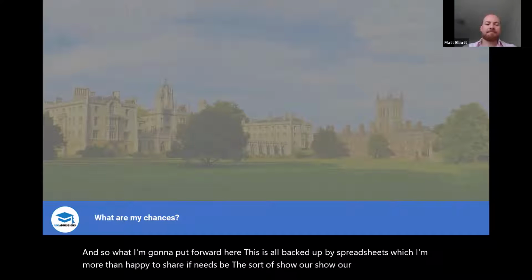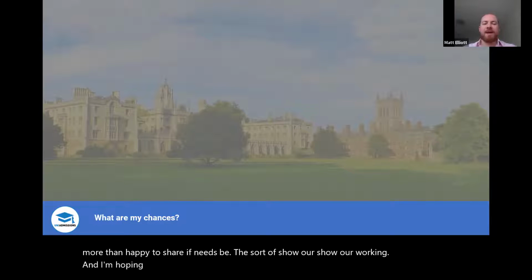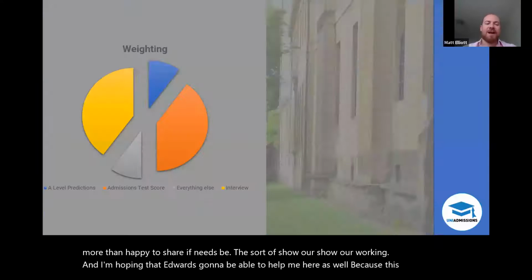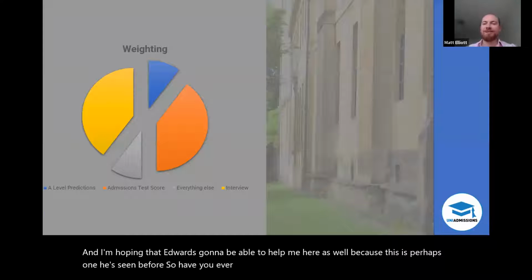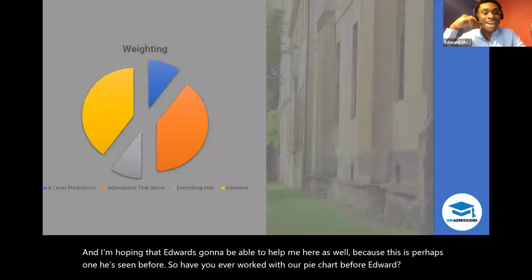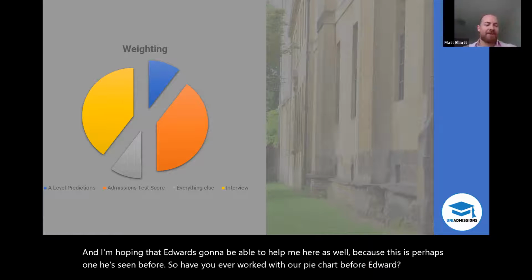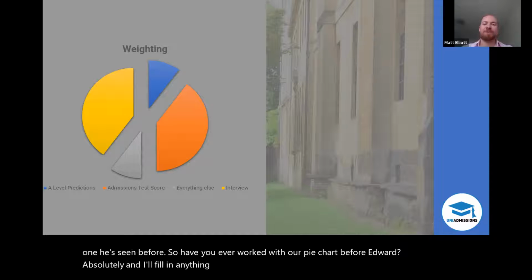And I'm hoping that Edward's going to be able to help me here as well, because this is perhaps one he's seen before. So have you ever worked with our pie chart before, Edward? I have, yes. So I can talk everyone through it, if that's okay, Matt. Absolutely, and I'll fill in anything you might have missed, but I'm sure you know what you're doing.